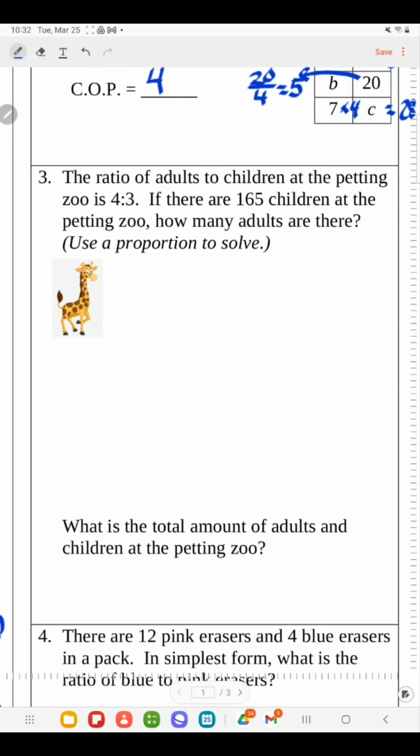The ratio of adults to children at the petting zoo is 4 to 3. If there are 165 children at the petting zoo, how many adults are there? They're giving you a ratio. They're saying the ratio of adults to children. So that is my plan. I'm going to put the adults over children.